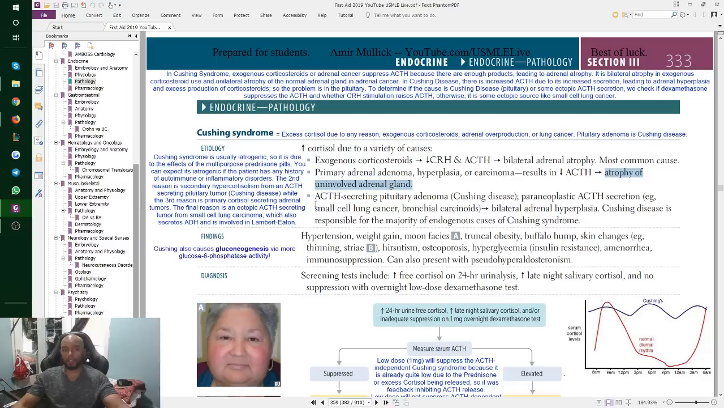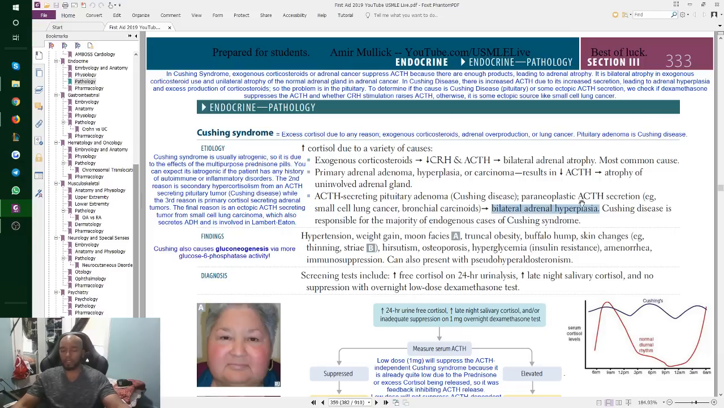The last one here is your last few reasons you can have high cortisol. You can have Cushing disease, which is an ACTH secreting pituitary adenoma. You could have cancerous ACTH secretion from small cell lung cancer or bronchial carcinoids. And all of these scenarios are going to lead to bilateral adrenal hyperplasia.